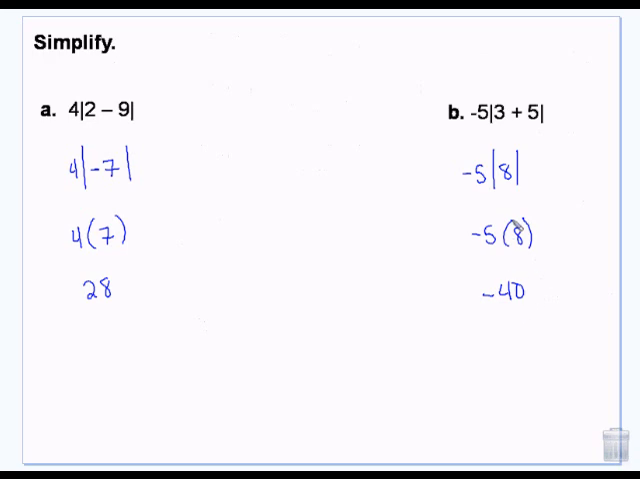This can be -40 because the 5 that was outside was negative. So this negative outside, nothing happens to that. It's only what's inside that changes.